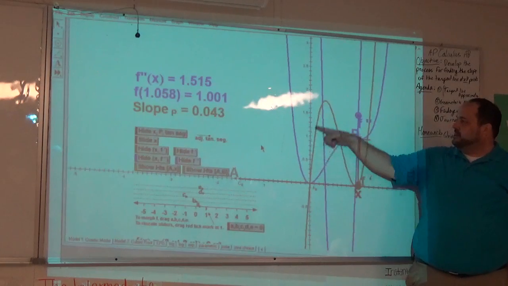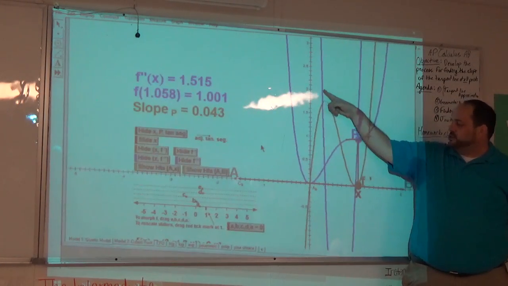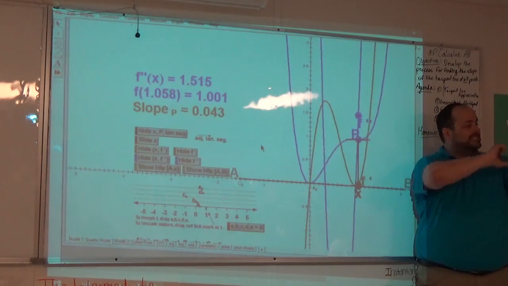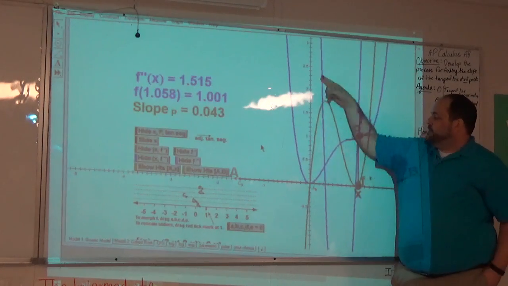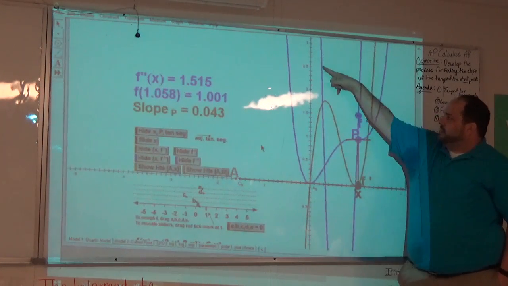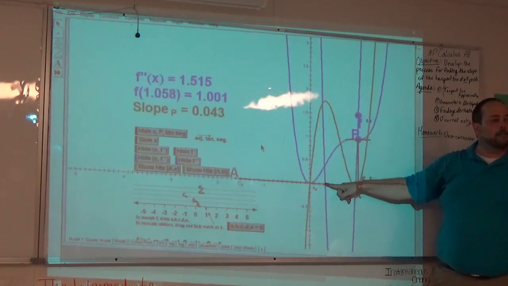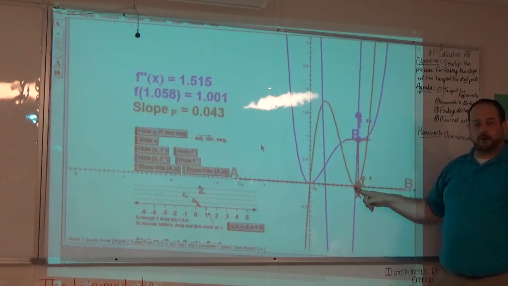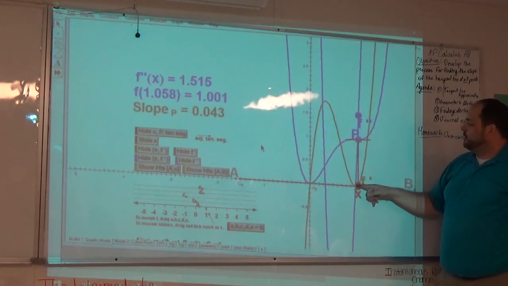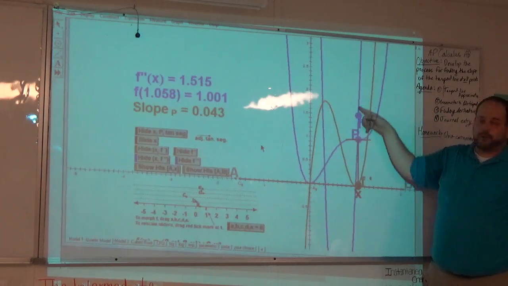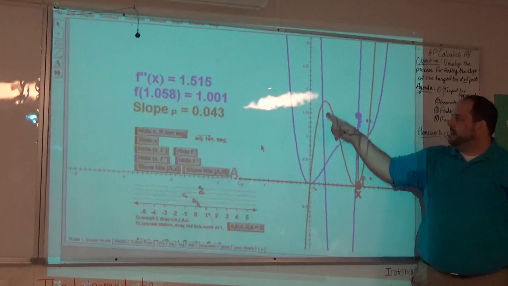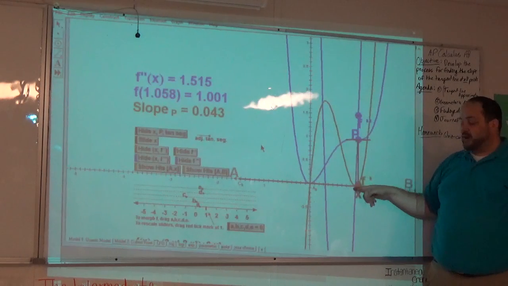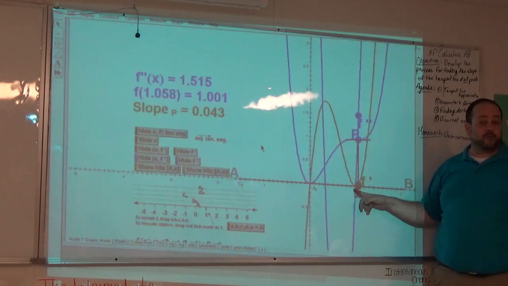This graph over here is f double prime. When the green graph increases, this new purple graph should be positive. It's a connection between increasing and positive, or decreasing and negative. So green graph increasing, purple graph is positive. And when the green graph starts decreasing, the purple graph is negative. Green graph starts to increase again, purple graph positive. What about up here when the green graph has a maximum? You've got a root. When the green graph has a minimum, another root.